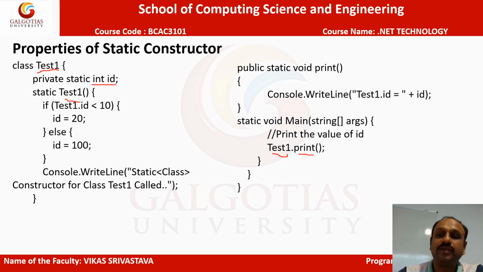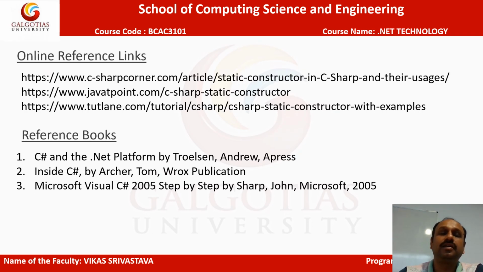When the print method is called, by default the value of id is assigned as 0. Then we check the if condition: test1.id as 0 is less than 10, so id is equal to 20. It will print the value 20. So this is the way the static constructor works. In both the private constructor and the static constructor cases, we have to make use of the static member variable. So this is all about constructors in C#.